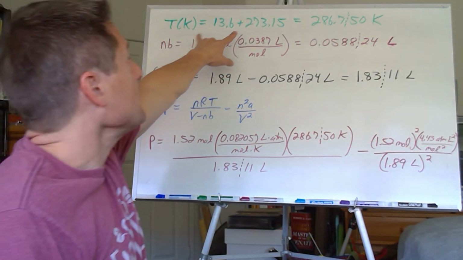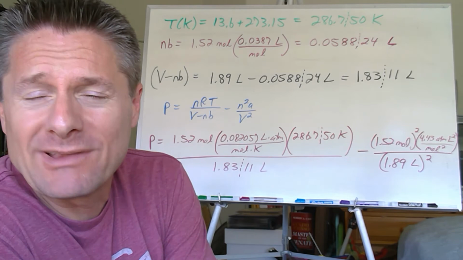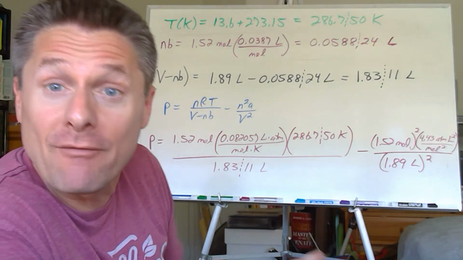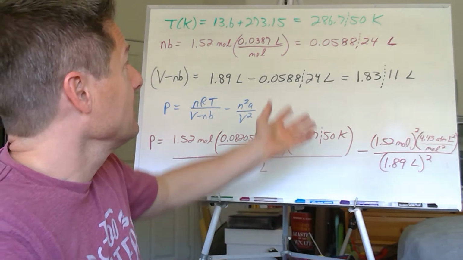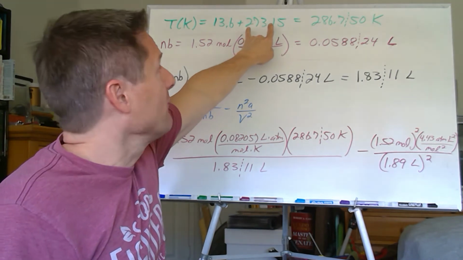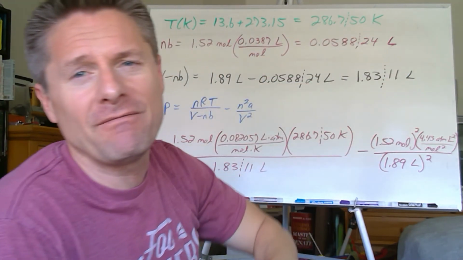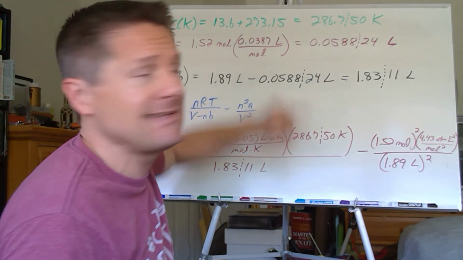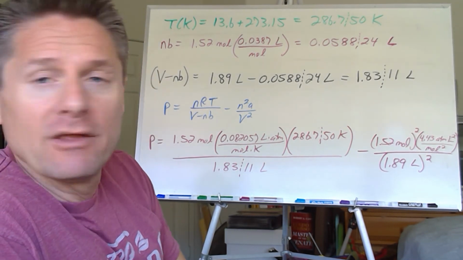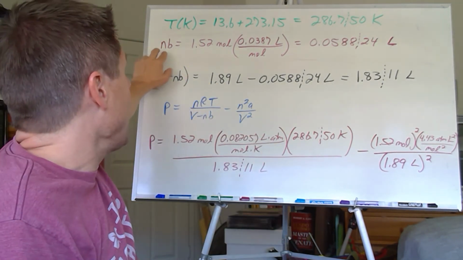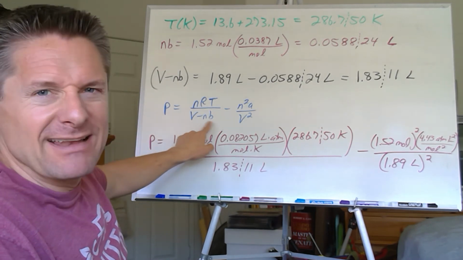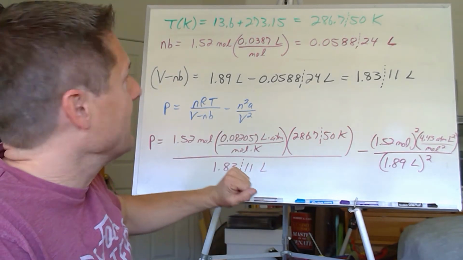So here we go. The first thing I did is take that 13.6 degrees Celsius and convert it to Kelvin, because we always have to do that for gas laws. So I added my 273.15, and I get 286.750 Kelvin, good to the tenth place from our uncertainty rules. Then I did the n times b, because I've got the V minus nb. I want to figure out what that term is.